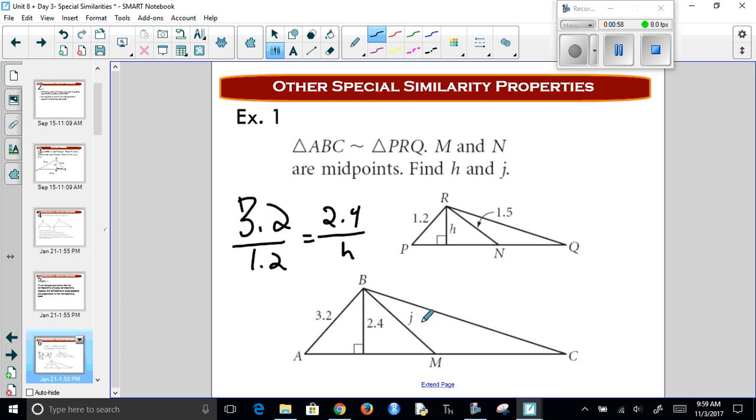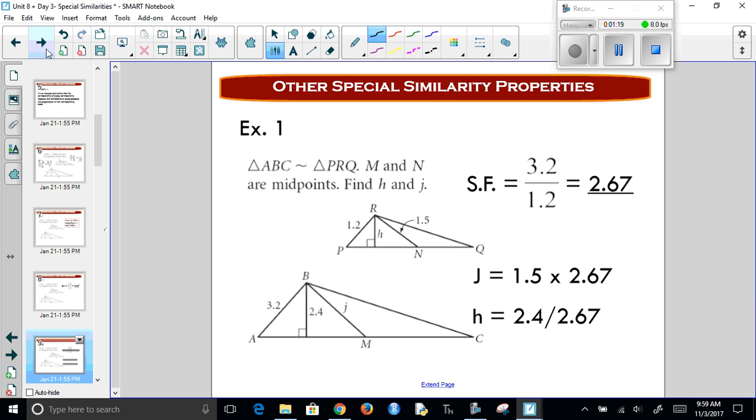If I wanted to find my value for J, I can use the same ratio, 3.2 over 1.2, but now we are going to do J over 1.5. And now we'll cross multiply and divide and find our value for J.